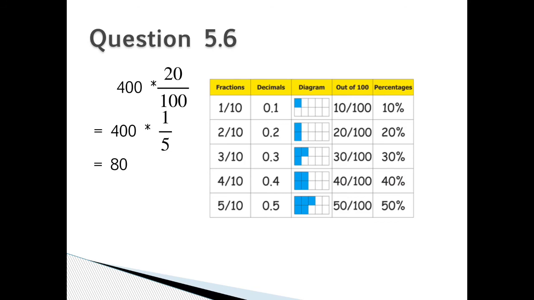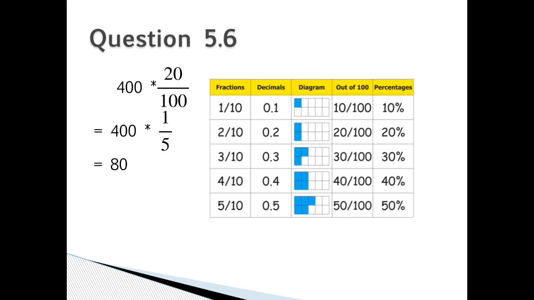1 over 10 as a fraction is the same as 0.1, which is the same as 1 shaded block out of 10, which is the same as 10 out of 100, which is the same as 10%. 2 over 10 is the same as 0.2, which is the same as 2 blocks out of the 10 that are shaded, which is the same as 20 over 100, which is the same as 20%, etc.